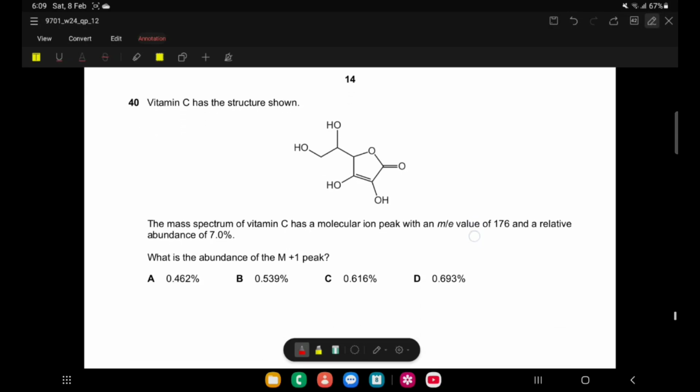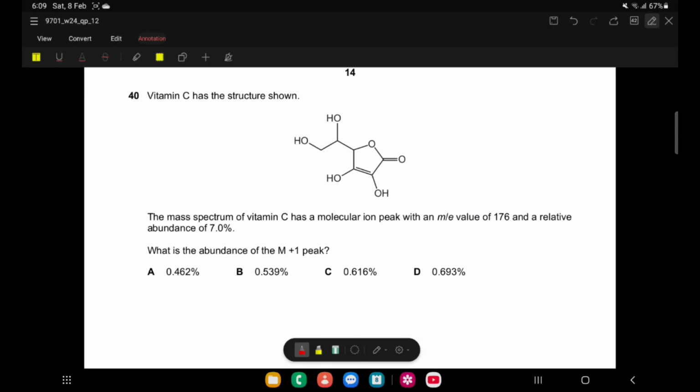Question number 40. Question 40 looks difficult, but actually this is easy. You only need to know the formula for calculating the carbon number. Okay, let's first read the question. Question number 40. Vitamin C has the structure shown. The mass spectrum of vitamin C has a molecular ion peak with an m/e value of 176 and a relative abundance of 7%.